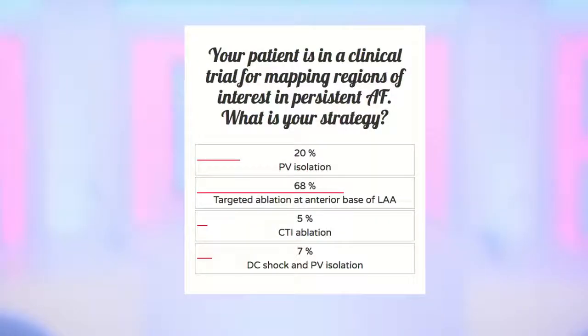I'm curious to know the answers to this question. And in fact, we have it already. 21% would opt for PV isolation only. 67%, so the overwhelming majority, two-thirds of our audience, would do a targeted ablation at the anterior base of the LAA. C, the CTI ablation, is 4%, and 8% for DC shock and PV isolation. So I think option B was voted for.